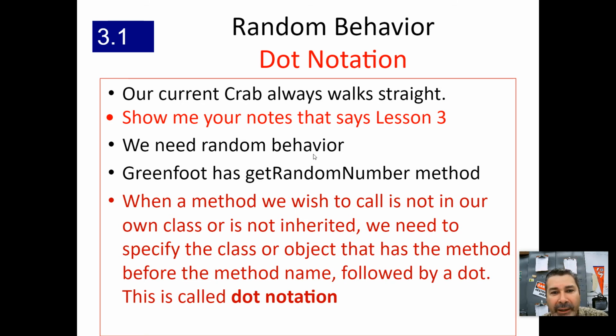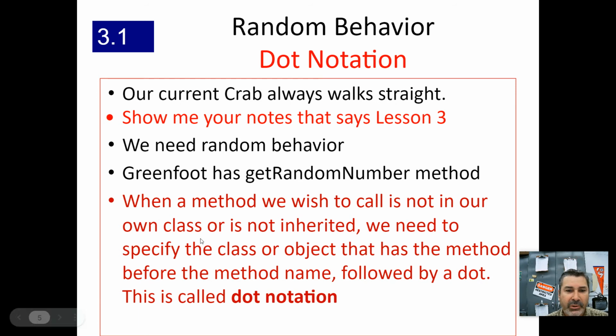The way we're going to get the random behavior is using a random number method. The problem is we don't have access to the random number method. It's not in the crab, and it's not in Actor or Animal. We don't inherit it, but it does exist. Somebody who wrote the Greenfoot class wrote the get random number method that we need to give the crab random walking behavior, right? So write this down in your own words.